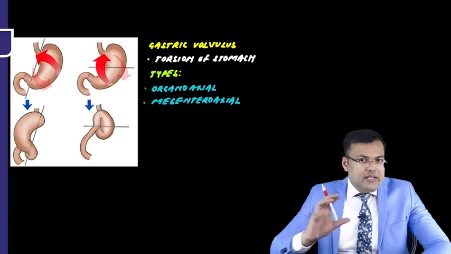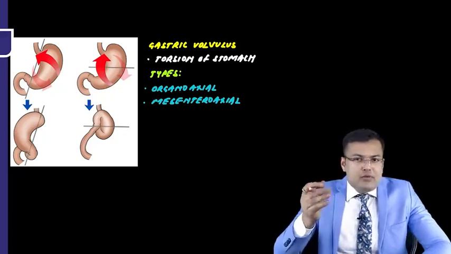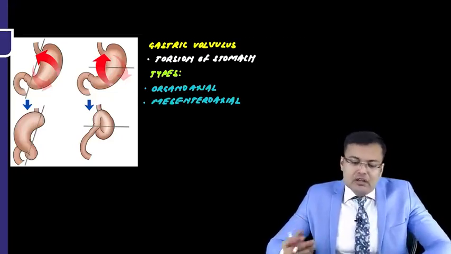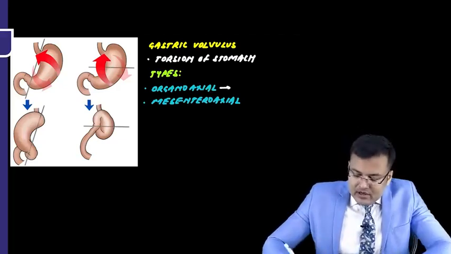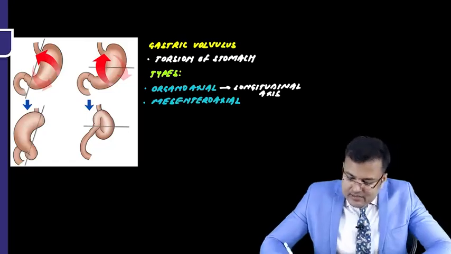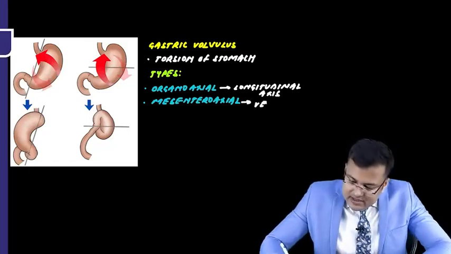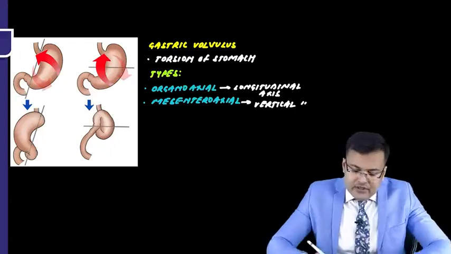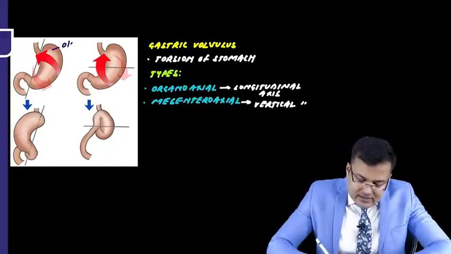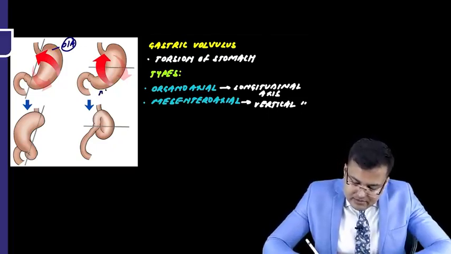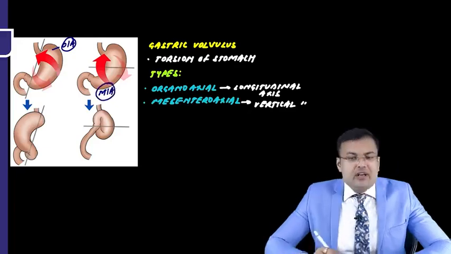What is gastric volvulus? In gastric volvulus, there is torsion of the stomach. What are the types? Two types: one is organoaxial and the second is mesenteroaxial. Organoaxial means along the axis of the organ, that is, along the longitudinal axis of the stomach. And mesenteroaxial is along the vertical axis of the stomach. In this image, you can see this is the organoaxial along the longitudinal axis, and this is mesenteroaxial, along the vertical axis of the stomach.